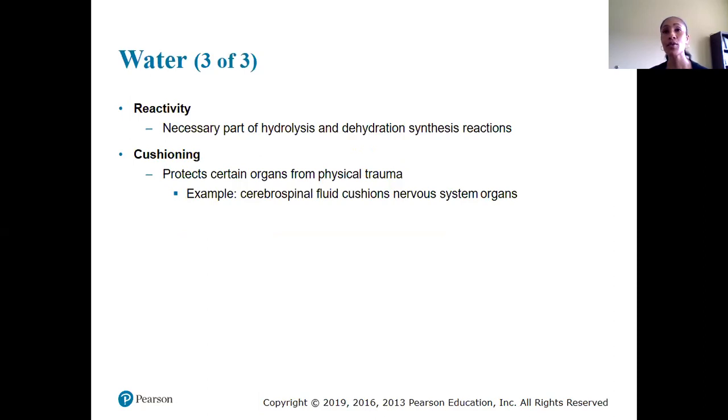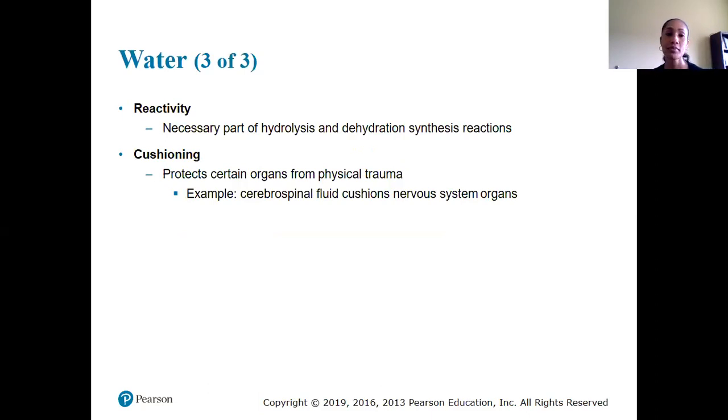Essentially, almost every chemical reaction that occurs in our cells is going to involve breaking apart substances using water and forming substances with the formation of water. So hydrolysis is the term that involves breaking apart a compound and using water in the process of breaking apart that compound.